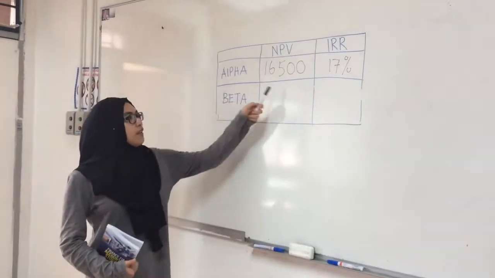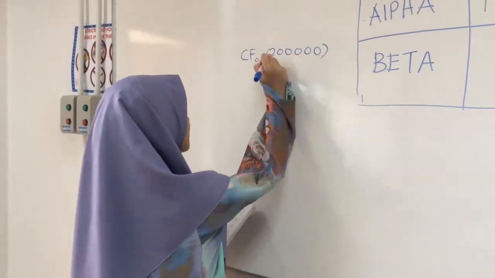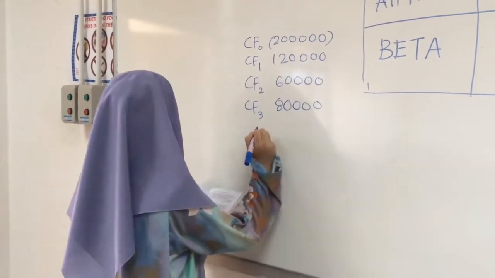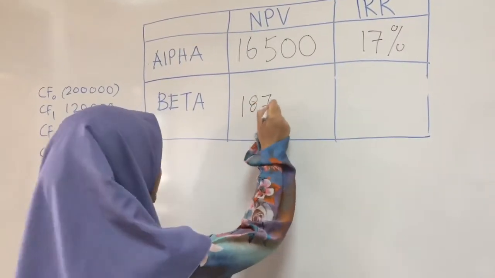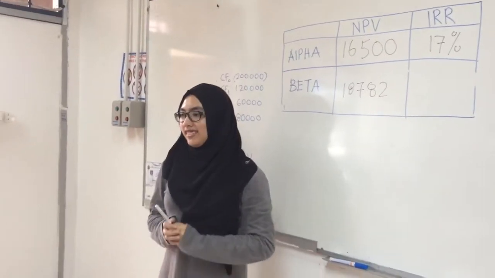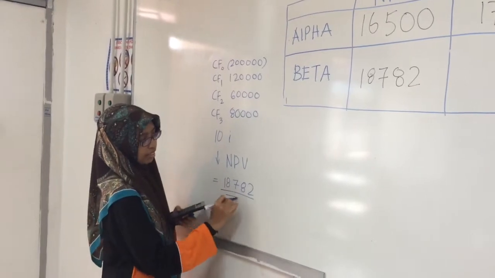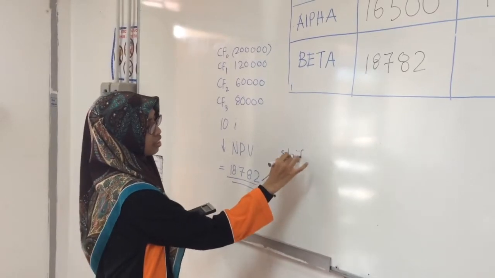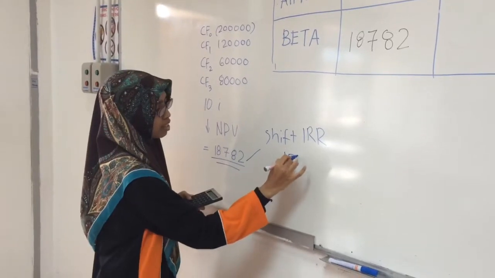So who wants to calculate NPV and IRR for beta? Milin, can you calculate the IRR for beta? Yes. To calculate the IRR for beta, from the answer that we have got, which is the NPV, we shift the IRR and we get the answer, which is 15.76.